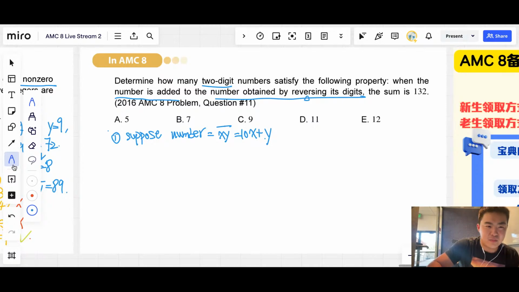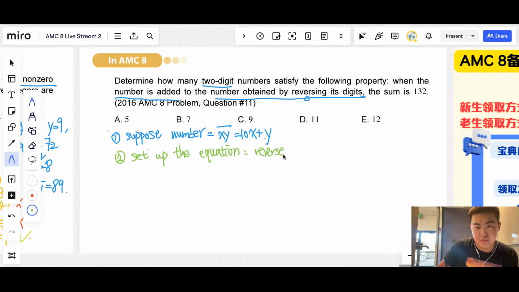So based on this information, it's enough for us to set up an equation to solve. Good. So setting up the equation is always our second step, right? We should first identify the reverse number of x, y. It's basically swapping the unit digit and the 10th digit. That's it. Nothing too fancy, okay?